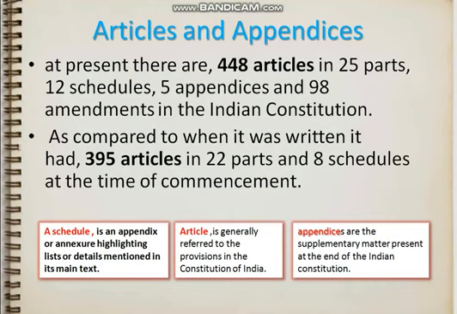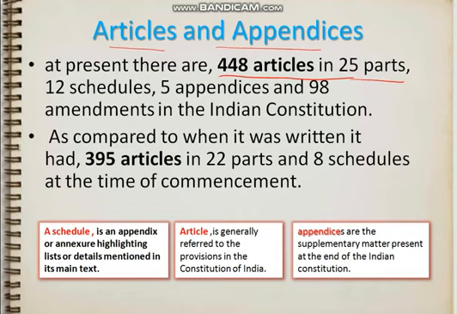Now articles and appendices. Now this will not be in your textbook, but this is a very important point for your easy understanding of this particular chapter. At present, there are 448 articles in 25 parts. The Constitution is divided into different parts for easy understanding and easy study. There are presently 448 articles. Now, what is an article?